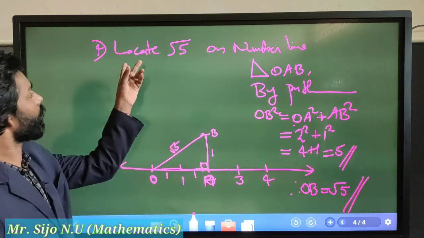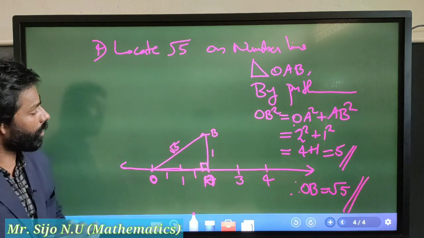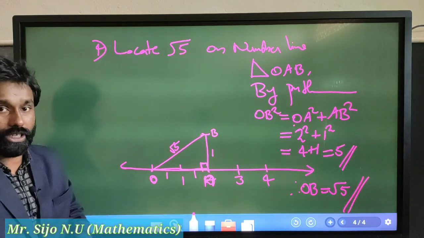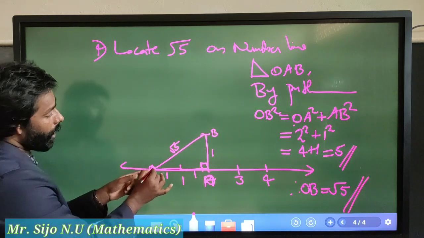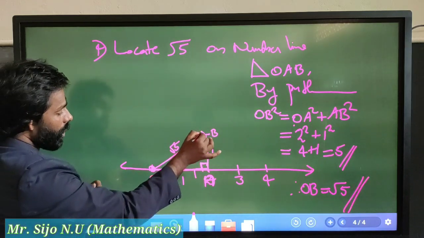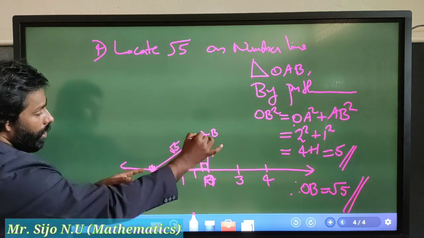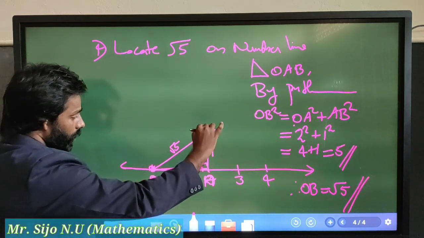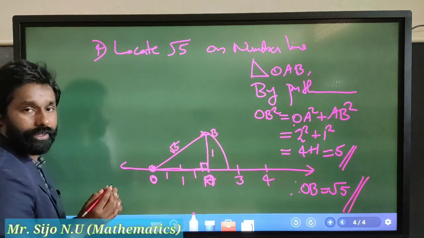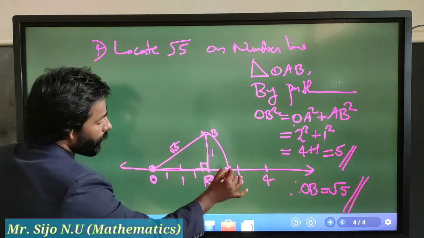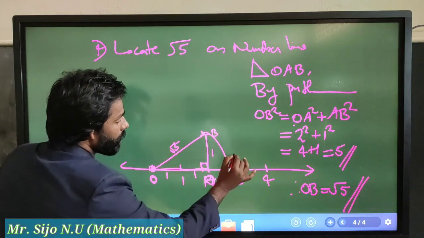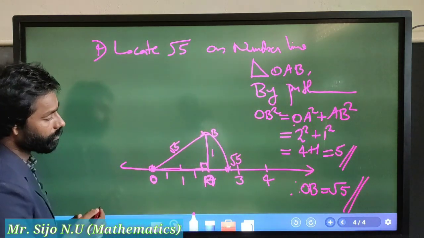Actually our task is to locate root 5 on number line. Well, what we have to do? We have to take a compass and keep it here and adjust the compass as radius OB and draw an arc. So it should come somewhere here. Where the arc touches the number line, this point we can mark as root 5.